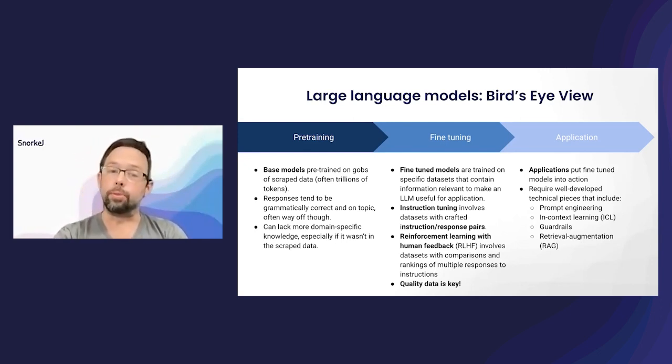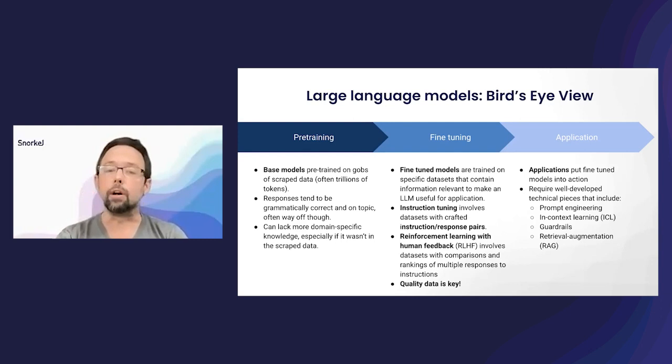Once a base model has been pre-trained, that therefore requires a fine-tuning process in which these models are retrained on specific data sets that contain the information relevant to however the large language model will be used in the future. And there are two basic kinds. Again, this is kind of a cartoon version, but going over some basics. Instruction tuning involves data sets with crafted instruction-response pairs that illustrate the kinds of things that you want this large language model to do for you in an application.